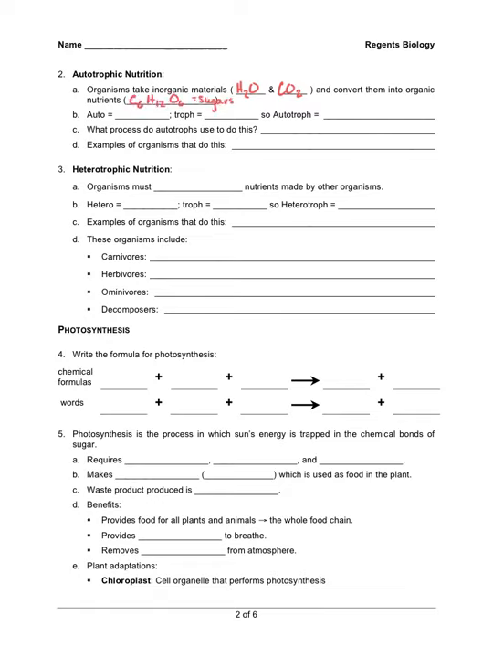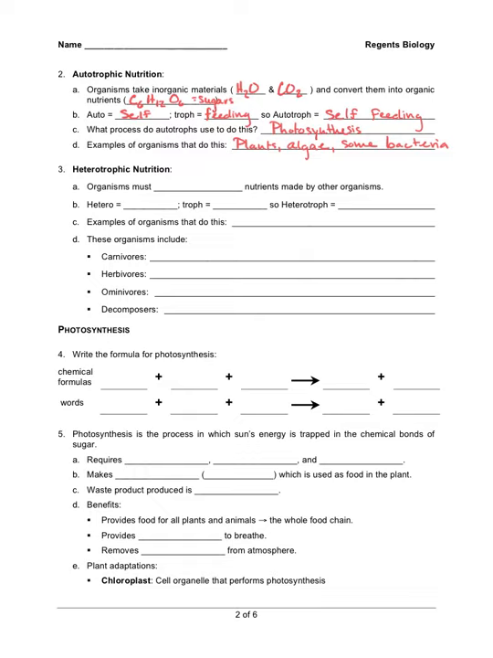And the prefix auto just means self, and troph means feeding. So plants, or autotrophs, are self-feeding organisms. They're able to collect energy from inorganic sources like carbon dioxide and water and use light from the sun to make their own food. Letter C says, what process do autotrophs use to do this? And remember, the name of this process is photosynthesis. And letter D wants examples of organisms that do this. So autotrophs include things like plants, algae, and some species of bacteria.